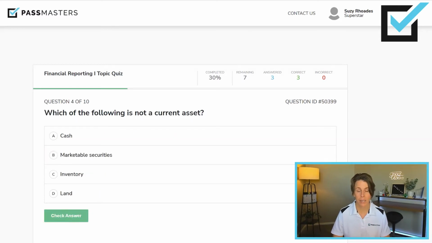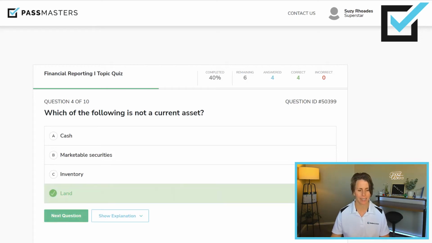Which of the following is not a current asset? So current assets are cash and expected to be cash in the next 12 months. So cash, yes, that is a current asset. Marketable securities owned by the business, those could be sold tomorrow, so those are considered current assets. Inventory, also considered a current asset. Land is not a current asset. Land is a fixed asset. Land, building, and machinery, those are all fixed assets.